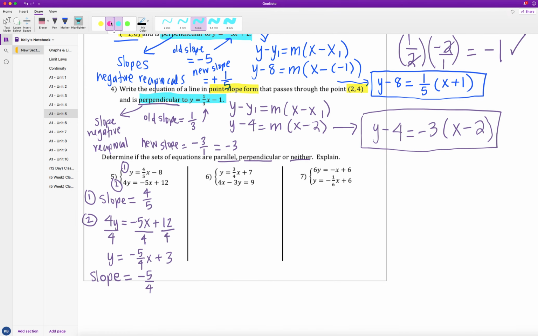So what our job is to do now is to compare these. So I have a slope of 4/5 and a slope of -5/4. Well, they're definitely not the same number, which means they're not parallel. Now, for perpendicular, they would have to be opposite reciprocals. They're opposite signs because I have one positive and one negative, and their fractions are actually flips of each other. I have 4/5, and then it flips, and I have 5/4. So in this case, I have perpendicular lines.